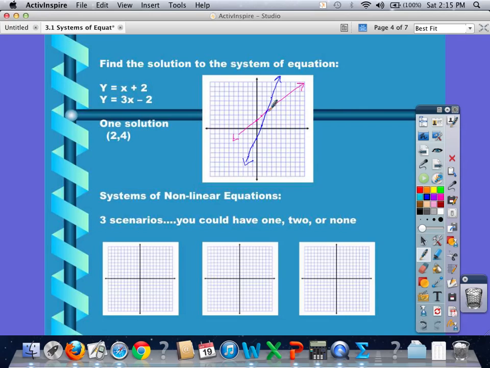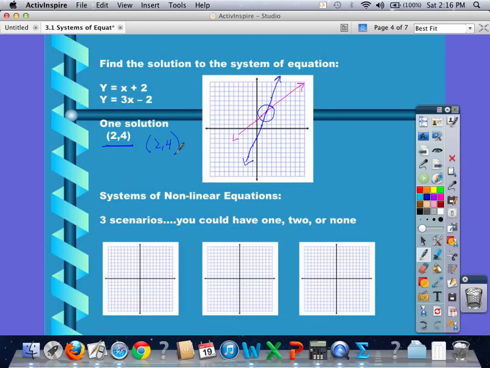You notice they intersect right here. Looking at that ordered pair, x is 2, and it goes up 1, 2, 3, 4. So the ordered pair, the solution, is (2, 4). These are written as ordered pairs, so they need to be written with the parentheses. You cannot just write 2, 4. It needs to be an ordered pair. That takes care of a linear one.